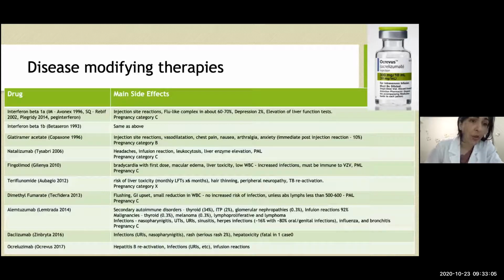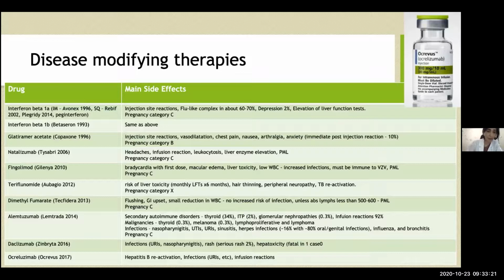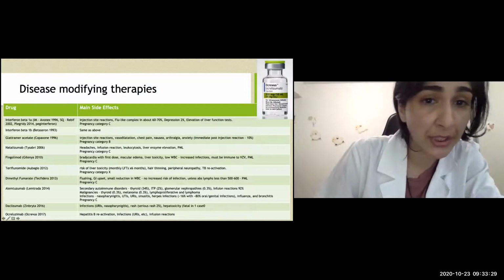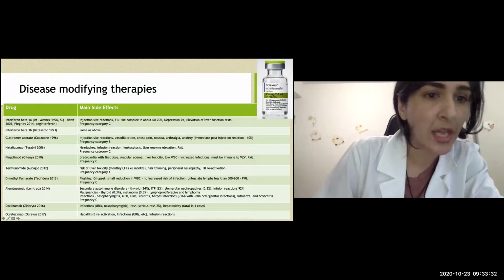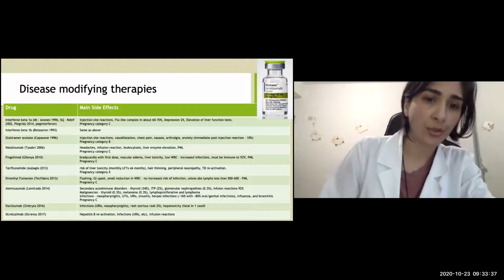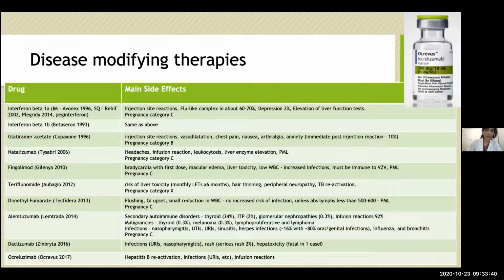So interferon beta 1A and beta 1B have the same side effects: injection site reactions, flu-like symptoms, and elevation of LFTs. Glatiramer: again injection site reaction, vasodilation, and chest pain. Most of these drugs are category C drugs for pregnant women, but glatiramer is category B. Natalizumab will cause headache, infusion site reaction, leukocytosis, PML, and elevation of LFTs. Fingolimod: bradycardia with first dose, macular edema, liver toxicity, and so on and so forth. We have so many drugs on the list, so I won't go through all of them.